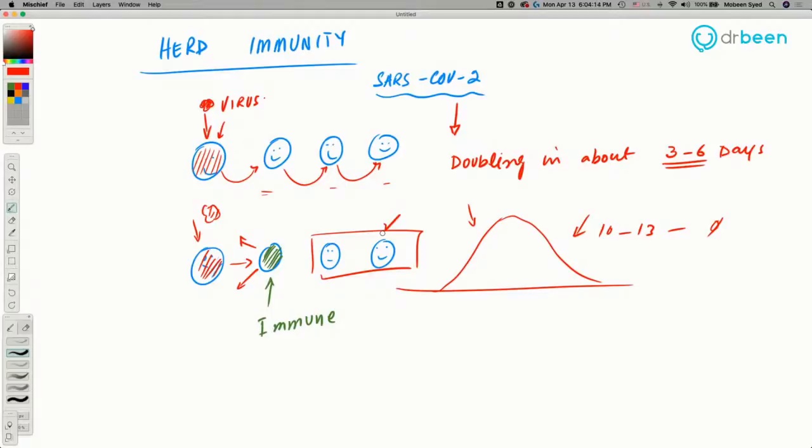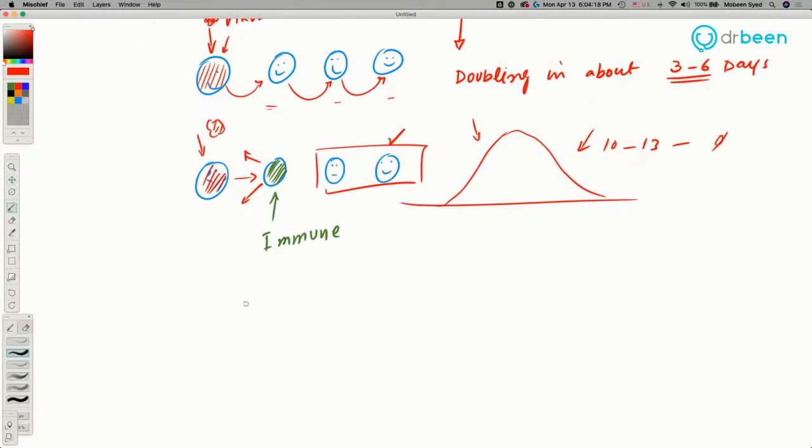To understand this concept, we have to understand a couple of things. One is R0. The second is the speed index, but I'll talk about R0 first.